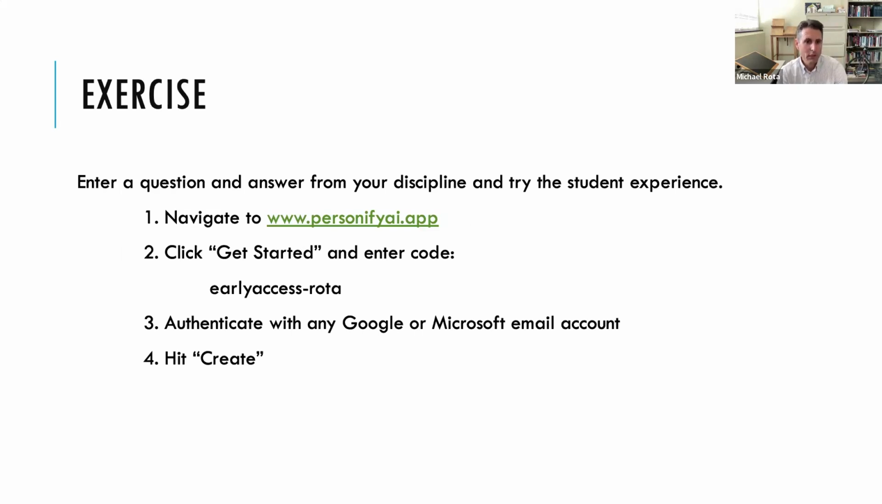Okay, so I invite people to navigate to that web address. In the upper right, you'll see Get Started. Then that'll take you to another screen. Before you hit the Google or Microsoft buttons, you've got to write in a code. If you write early access -rhoda, all lowercase, as the access code, then you can authenticate with any Google or Microsoft email account that you have.